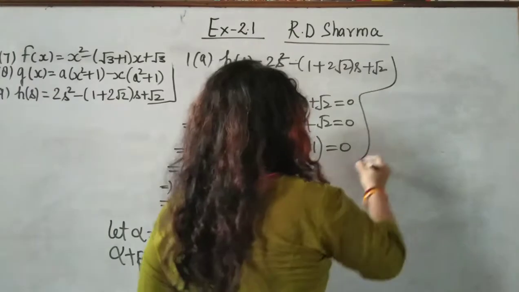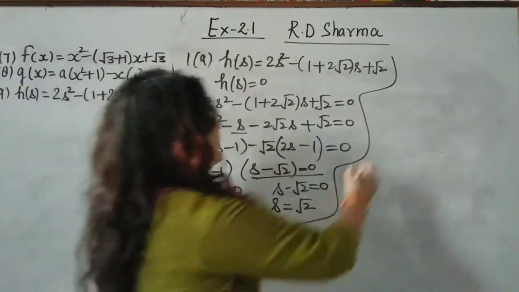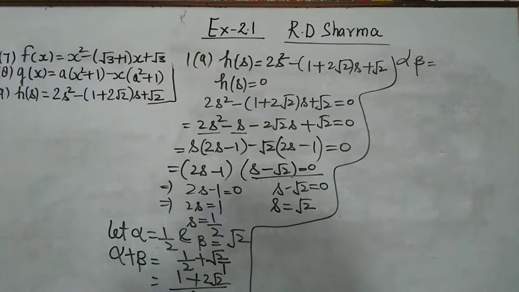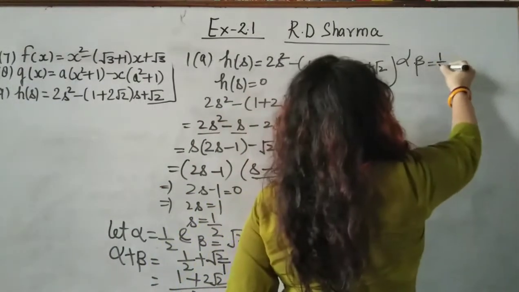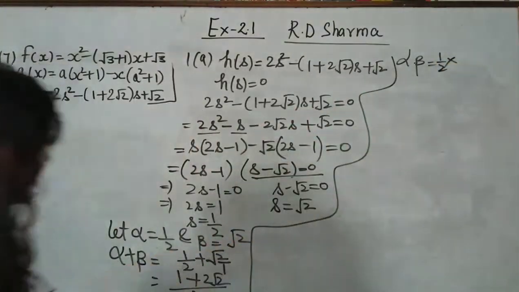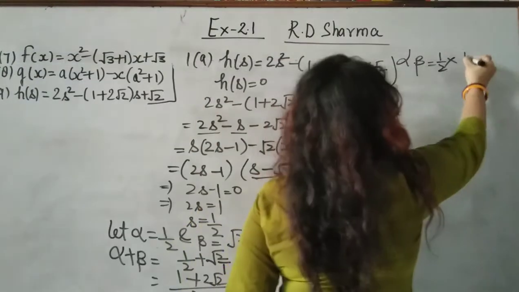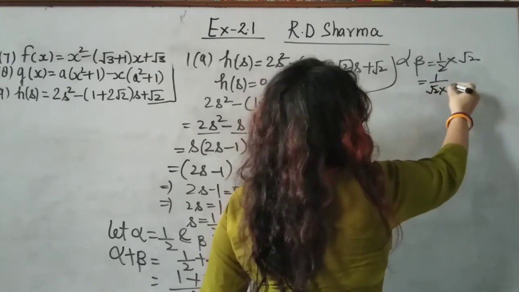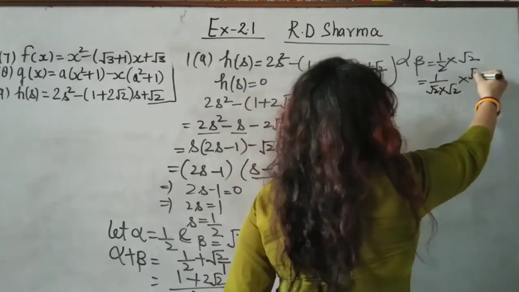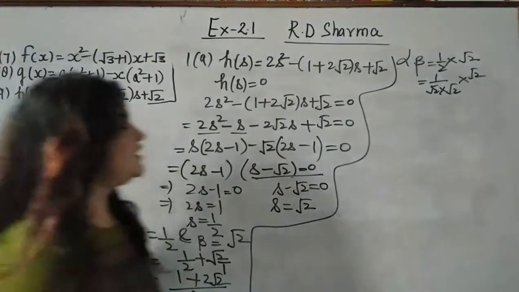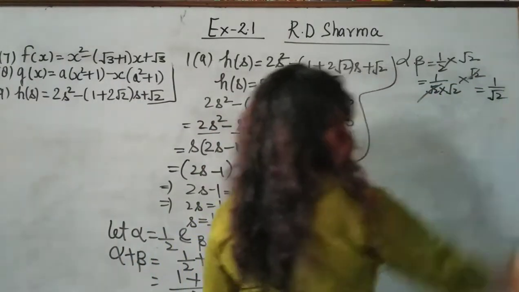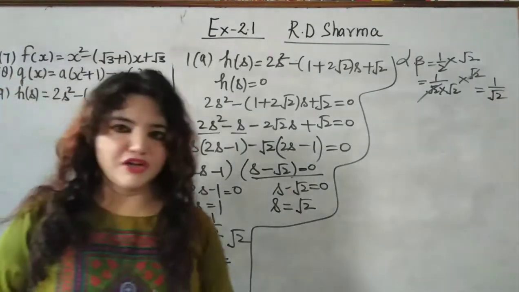And now, just calculate alpha into beta. What is alpha? 1 by 2, and beta is root 2. So 1 by 2 root 2. So 2 means root 2 into root 2, and root 2 already we have in numerator. So root 2 cancelled out and we are left with 1 upon root 2.